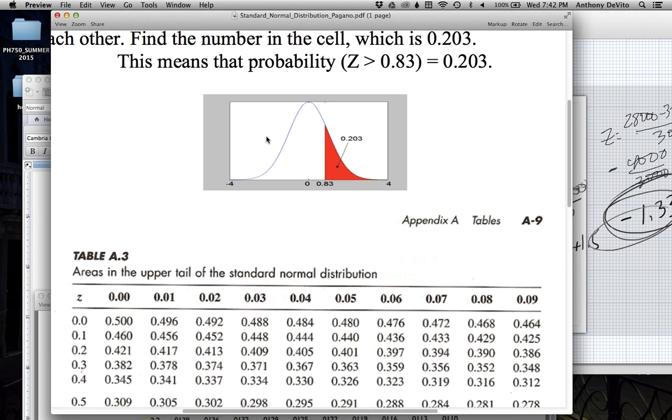Yes, yep. The total area can represent either the entire population, 100% of the population, or it can represent 100% of the possible outcomes of a random sample, right? So it's always equal to 1 or 100%.